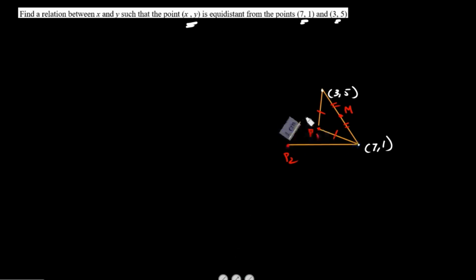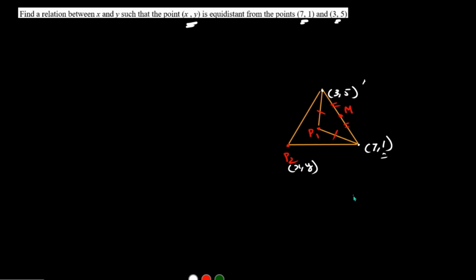So something like this. So this P1, P2, M1, like that, there can be many points, infinity points, with the equal distance from these two points. So the question is the point x, y having the equal distance between the points 3, 5 and 7, 1.